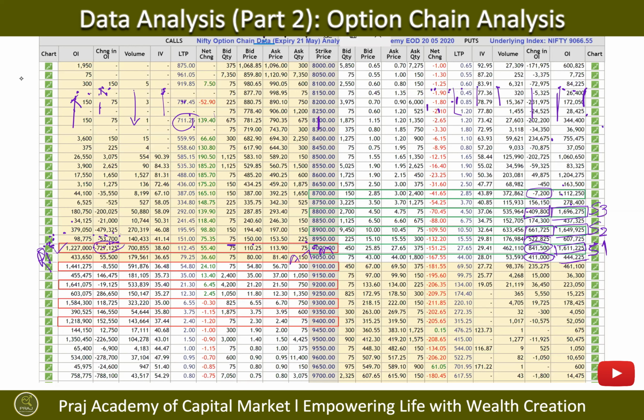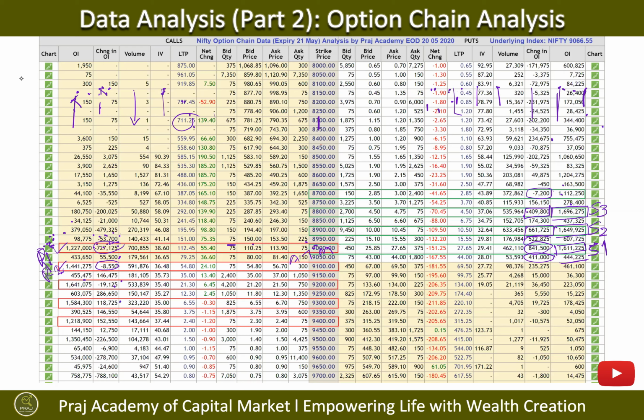Resistance 1. At 9,100 level, again, unwinding has happened. So the people who have sold these calls at this level, or some new people, did not sell the calls here, assuming that maybe Nifty will expire or go beyond 9,100. But overall, it's 14.41 lakh contracts here. So we will still say this is our resistance level 2.